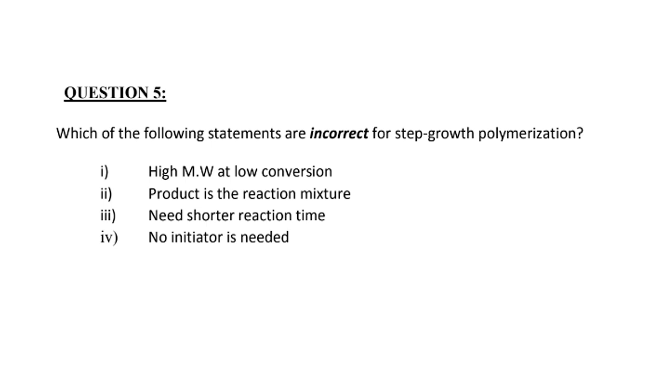Okay, question number 5. Which of the following statements are incorrect in step growth polymerization? Step growth polymerization you all know. What will happen: dimer will be formed, trimer, tetramer, hexamer, heptamer. Finally, after some time there will be big mers, and when they react, they will form a bigger chain again.